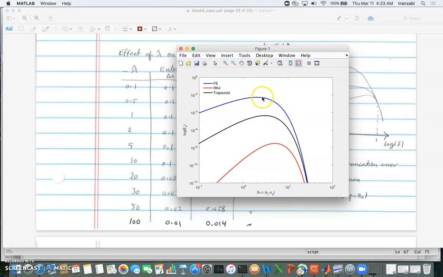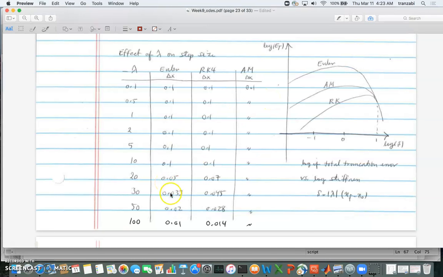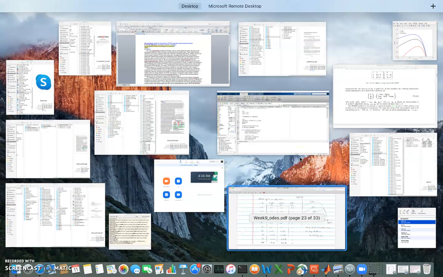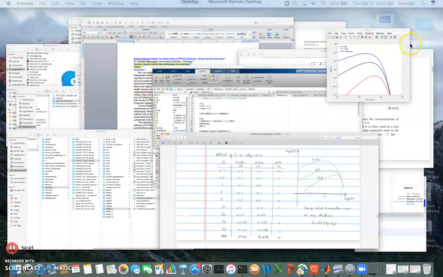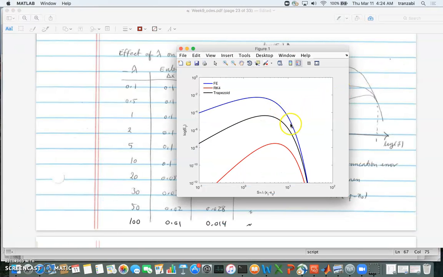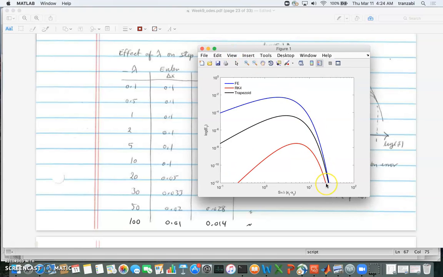Now after this point, we start decreasing delta x, and that's why the accuracy goes higher, or basically the error goes down again. The error goes down because we're decreasing our delta x. And that's the same trend with RK4 as well.